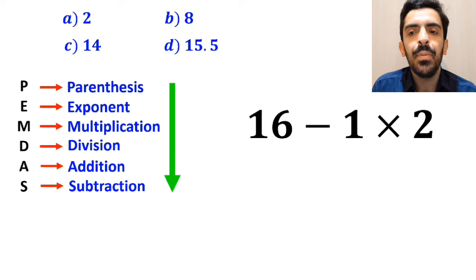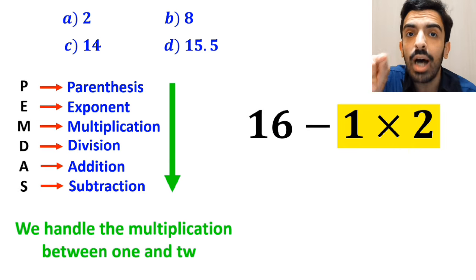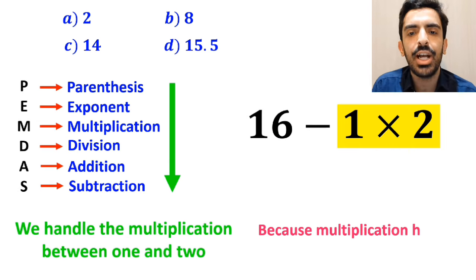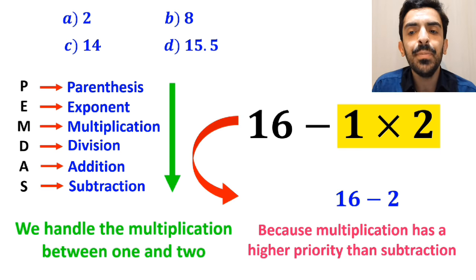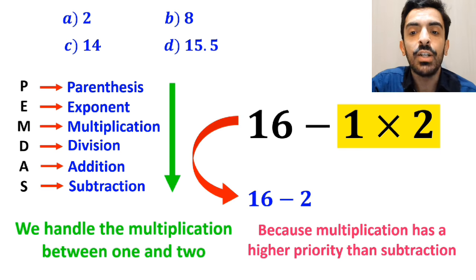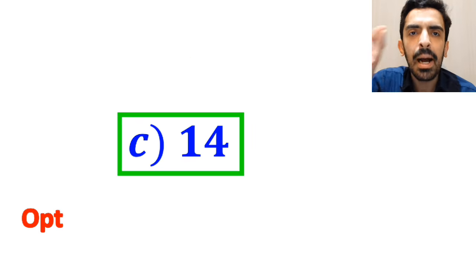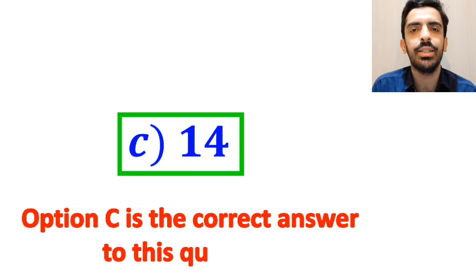In the final step, we handle the multiplication between 1 and 2 because multiplication has a higher priority than subtraction. And this expression simplifies to 16 - 2, which ultimately gives us the answer 14. Therefore, option C is the correct answer to this question.